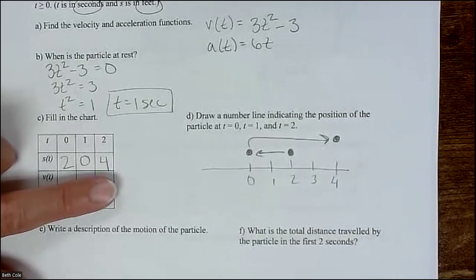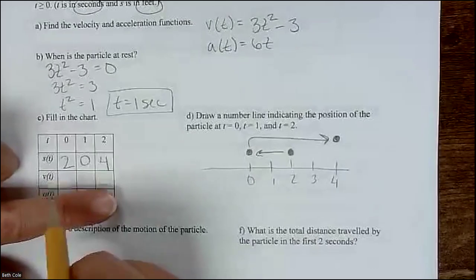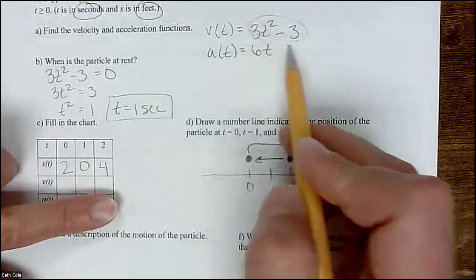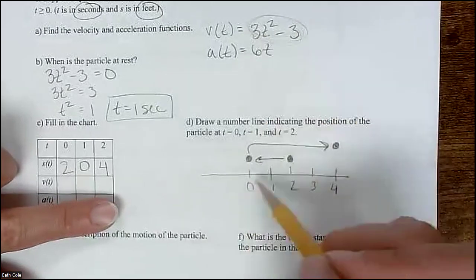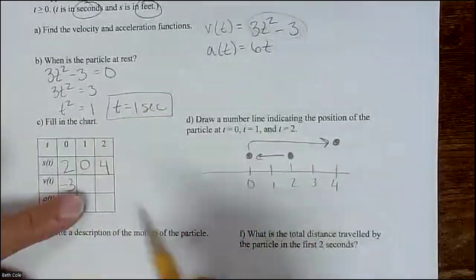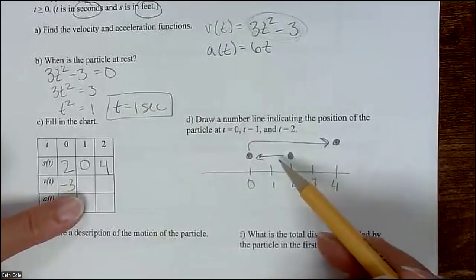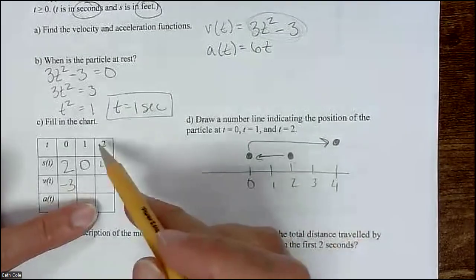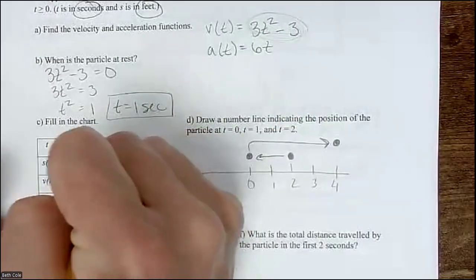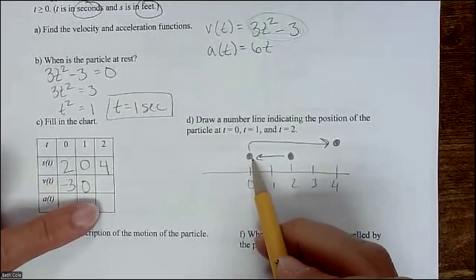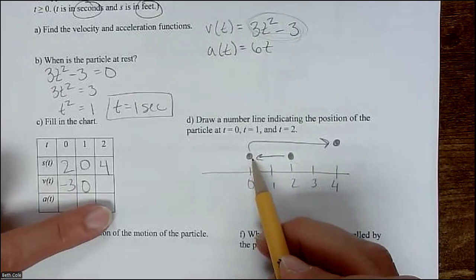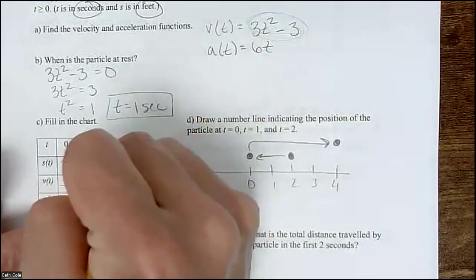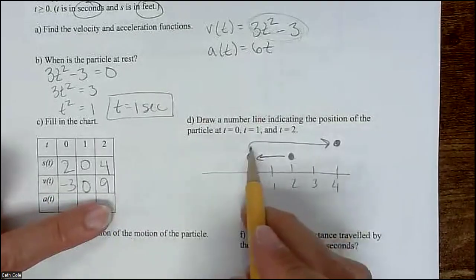All right, so let's plug in our velocity. We're going to plug 0, 1, and 2 into this velocity equation right here. If you plug in 0, what do you get? Oh my gosh, it's negative. Why does that make sense that it's negative? Going to the left. If you plug in 1, you get 0. Why does that make sense? You stopped so that you could turn around. And if you plug in 2, what is that, 9? Oh my gosh, that's positive. Why does that make sense?